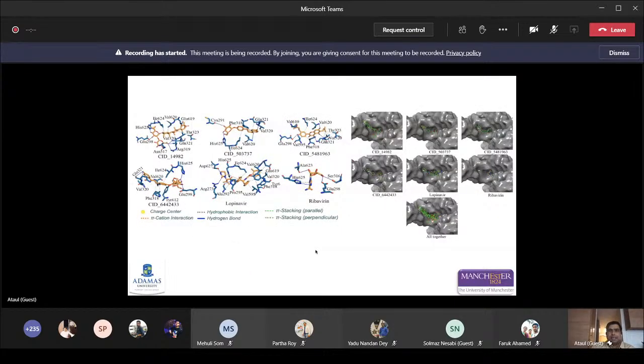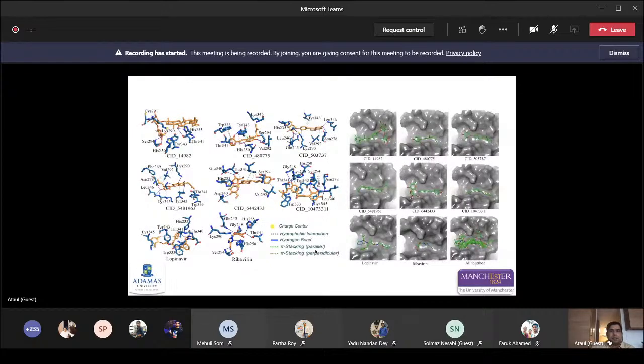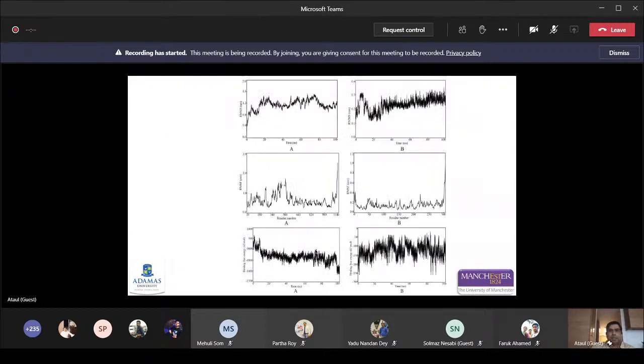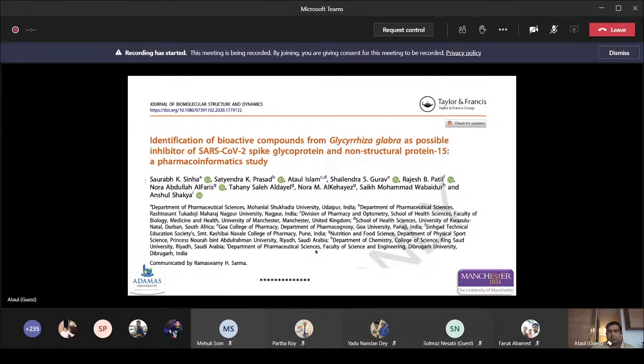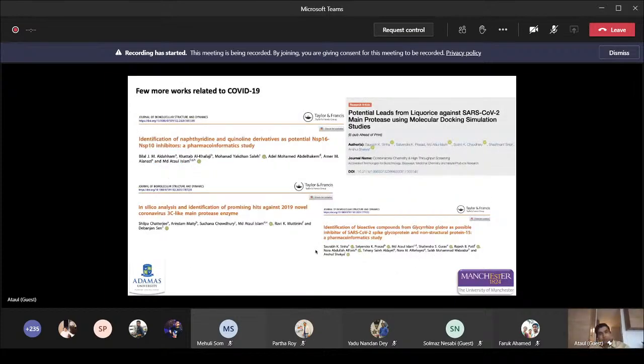So these are the binding index again, and how these are fitted in the active site. Here, I think this is for the spike protein. This is for NSP15, and then we go for the molecular dynamics simulations, and this is also published last year. Beyond that, our research group or collaborator also published other work in a different journal related to COVID-19 recently.